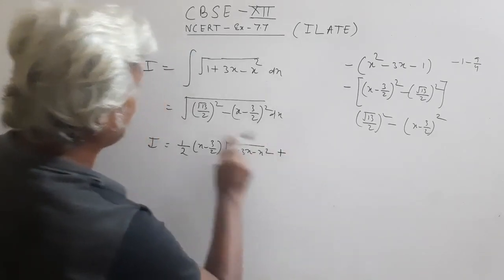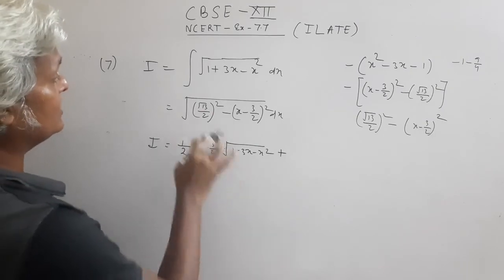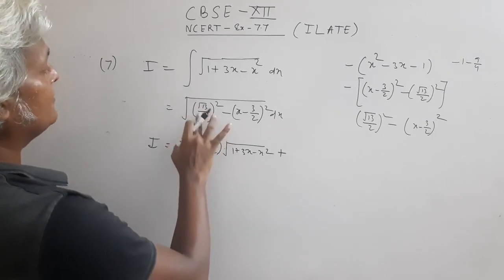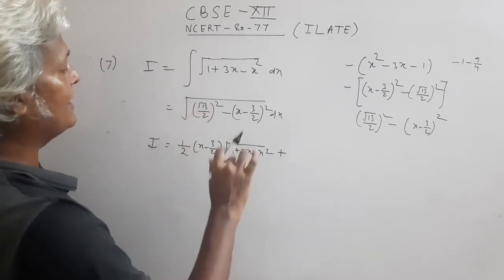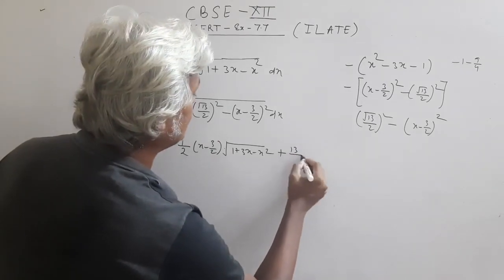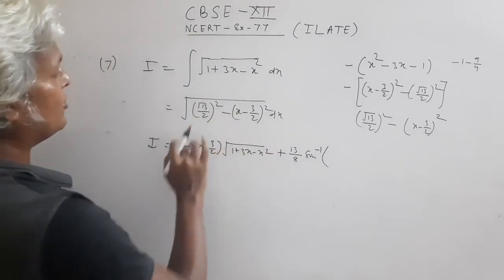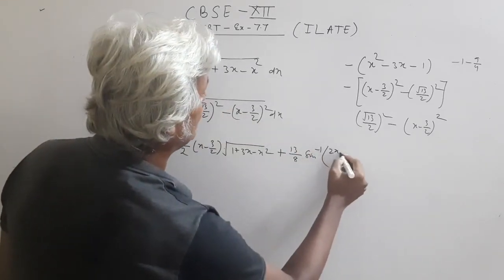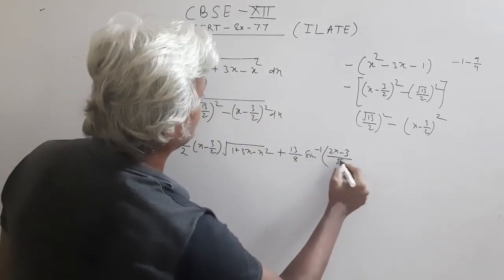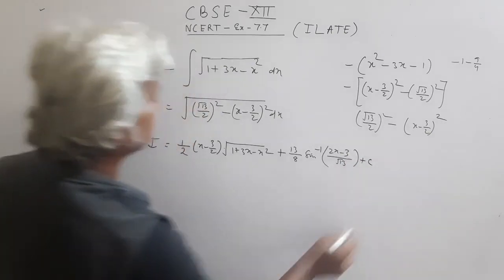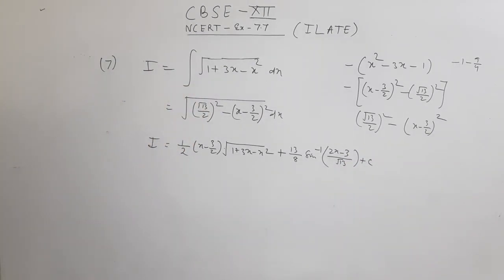So what is a square? Root 13 by 2 means a square becomes 13 by 4. If you write divide by 2, this will become 13 by 8. Sine inverse x upon a, that is what? 2x minus 3 over root 13 plus c. I think this is the answer.